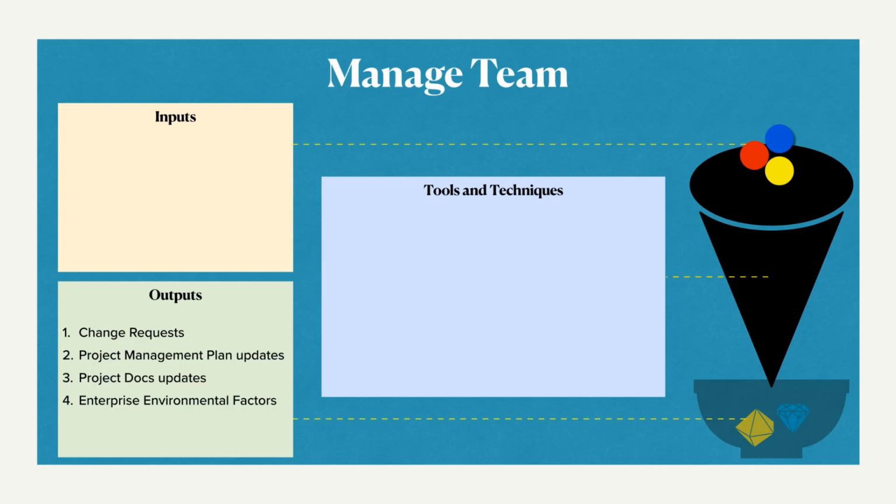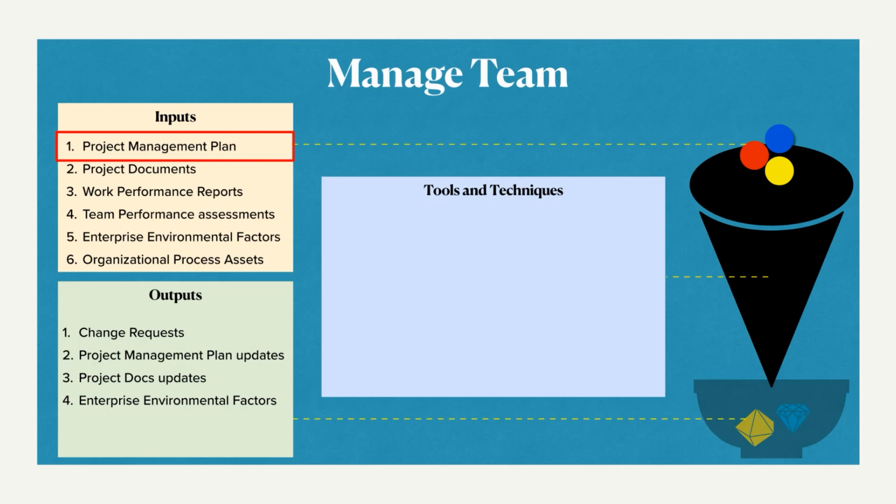Okay, let's move to the inputs. Here also the project management plan, project documents serve as very important inputs. Work performance reports, till date, whatever are the latest, are used as very important inputs. The team level performances are important inputs for the process also. And of course, the enterprise environmental factors and organizational process assets. Let's take a quick look at the tools and techniques also.